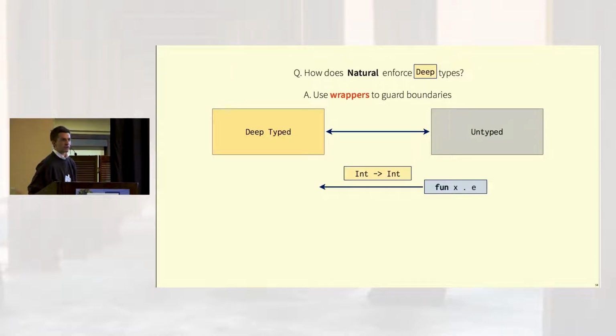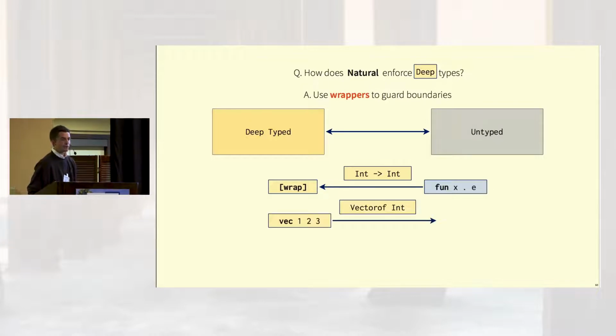So for example, if our typed world is expecting a function from int to int, and the untyped side sends over a function, we will not let the function cross the boundary. Instead, a wrapper or a proxy value goes across the boundary instead. And now this gives the typed side controlled access to that untyped function, and it's able to check the results that it computes.